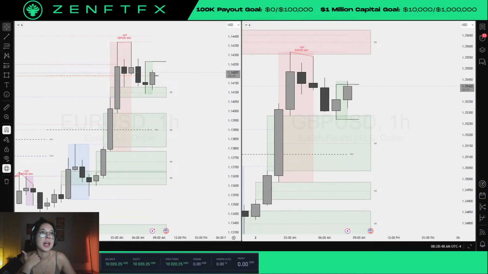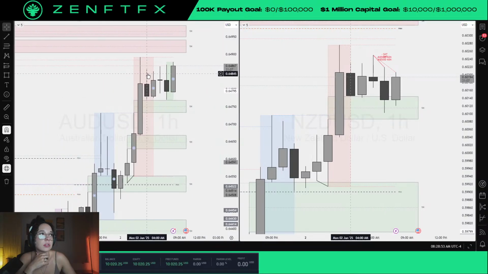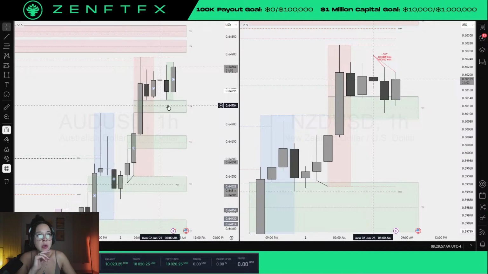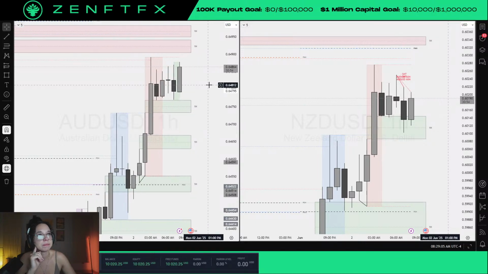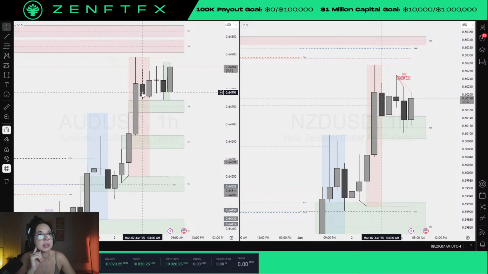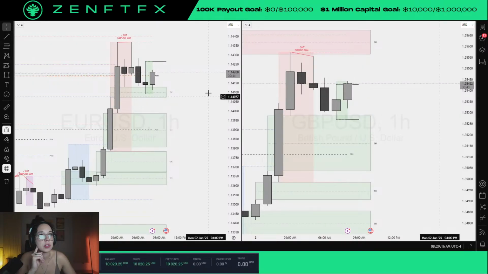So far we got nothing. Just been accumulating here on AUD and NZD pretty much since London, 4 a.m. There's nothing here. We just got to wait.